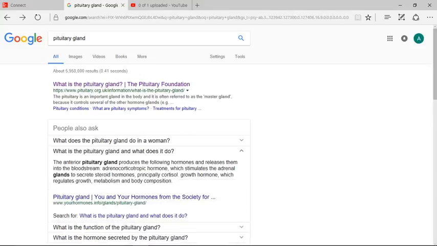The anterior pituitary gland produces the following hormones and releases them into the bloodstream.